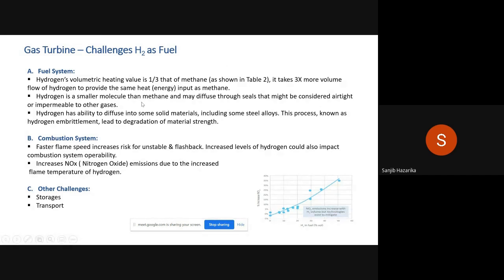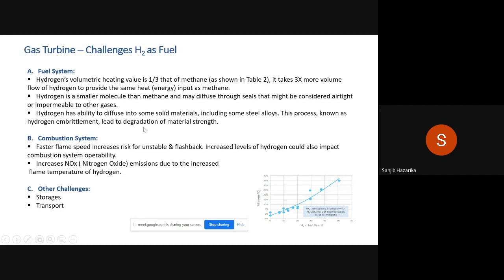The second one is that hydrogen has smaller molecules. So in some of the components or some of the gaskets where methane cannot pass, hydrogen can pass. So that also needs to be looked into. That's very important from a safety point of view. So those kinds of things also need to be checked. And the third one is that hydrogen has the ability to diffuse into some solid materials, including some steel alloys. So that also needs to be taken care of with technology. It's called hydrogen embrittlement.